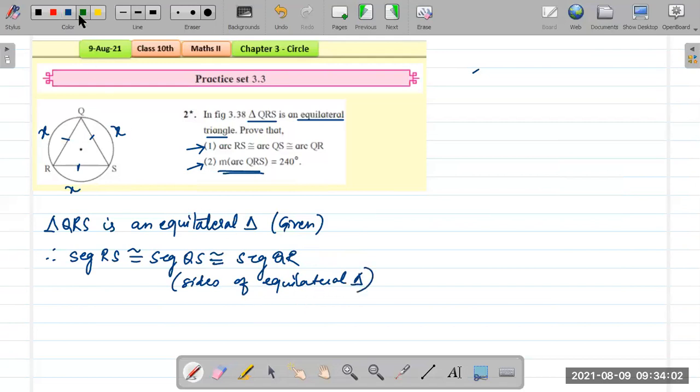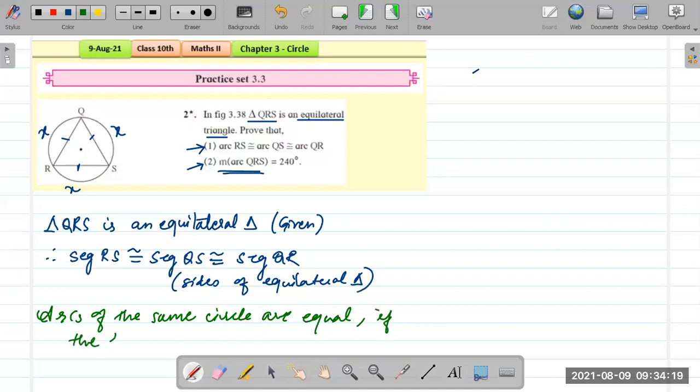And then we know the property. Let me write it out. The property is arcs of the same circle are equal. When are they equal? If the chords are congruent, correct? If the related or corresponding chords are equal, then the arcs are equal. So here we have got the chords are equal, therefore the arcs are equal.